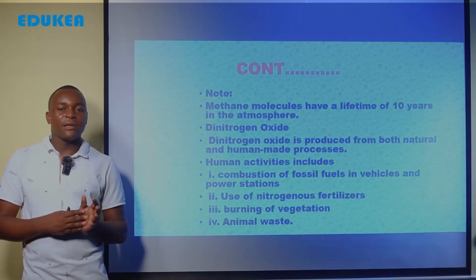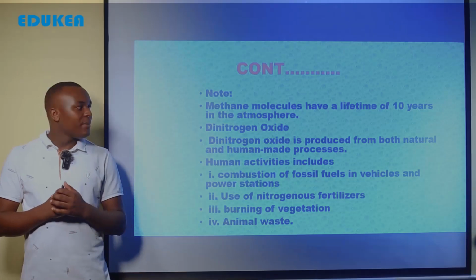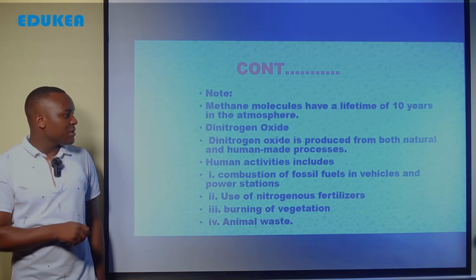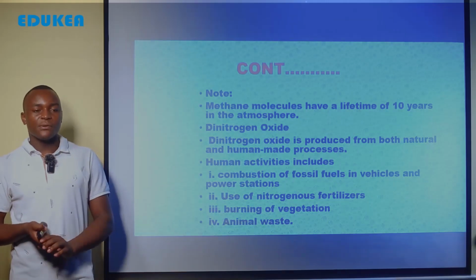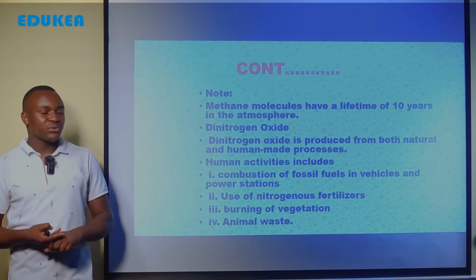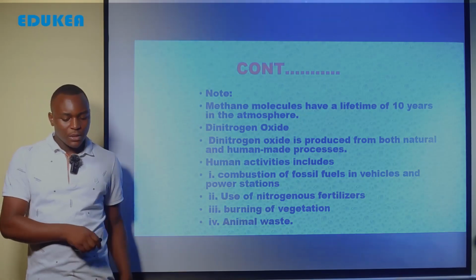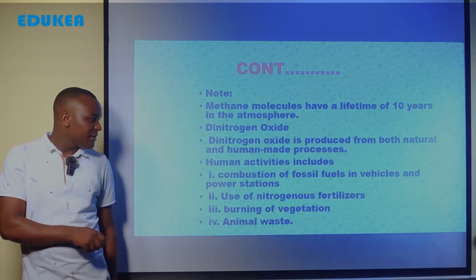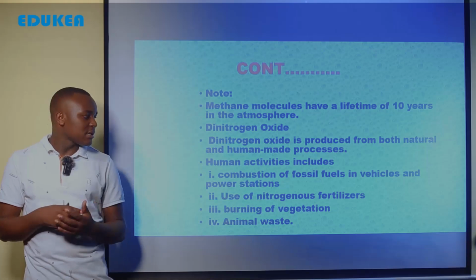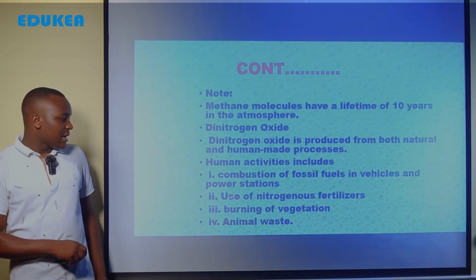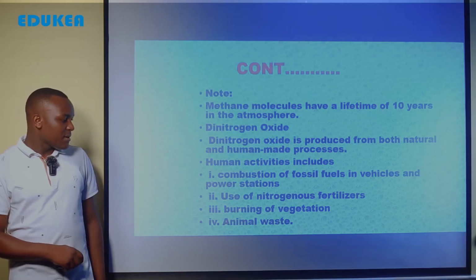So now let's look at another greenhouse gas, ambao ni dinitrogen oxide. We say that dinitrogen oxide is produced from both natural and human-made processes. Kwamba there are natural processes and also there are human-made processes which produce dinitrogen oxide. Let's start looking at the human activities which produce dinitrogen oxide. We say combustion of fossil fuel in vehicles and power stations. Kwamba combustion inayotokea katika fossil fuels katika vehicles vinasababisha release of dinitrogen oxide. Lakini pia use of nitrogenous fertilizers zinasababisha production ya hizi dinitrogen oxide. Burning of vegetation and animal waste, all of them are human activities which are sources of dinitrogen oxide.